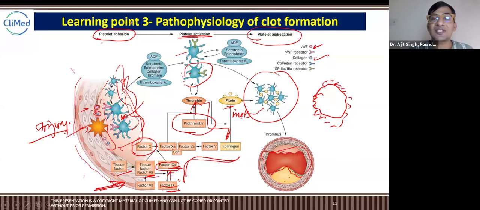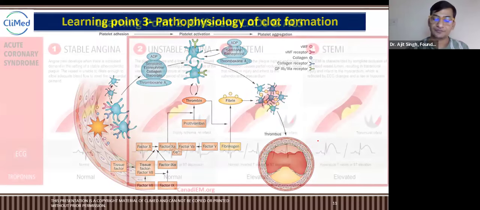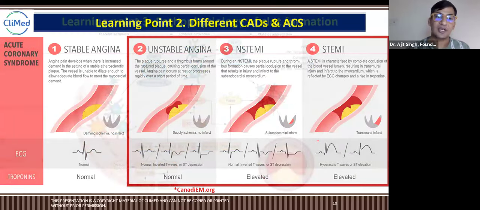Understand, guys? Intrinsic and extrinsic pathways are there. We're definitely not going into the intrinsic and extrinsic pathways; I'm just giving you the overview. That's how the plaque has been made here. This is the final plaque. So the major processes are platelet adhesion first, then platelet activation, then platelet aggregation, and then because of the fibrin, thrombus creation, thrombus development. Okay, understood, guys, till here?